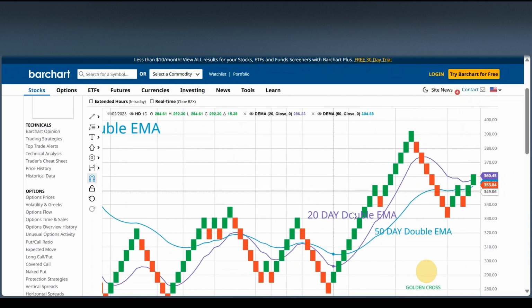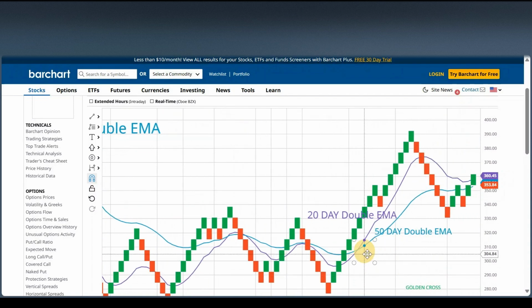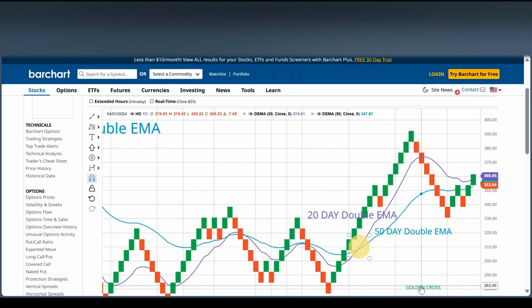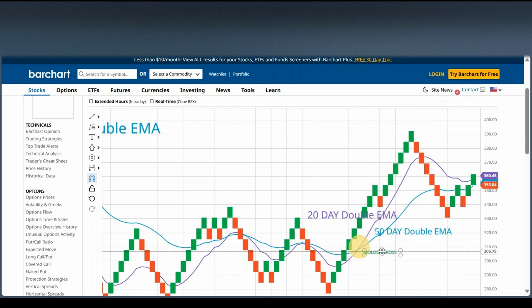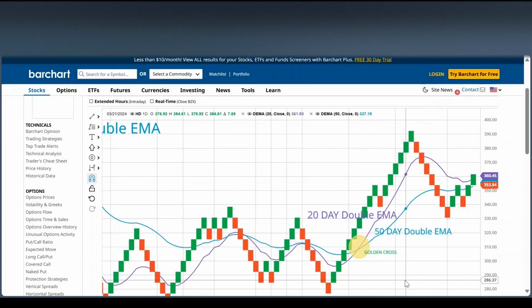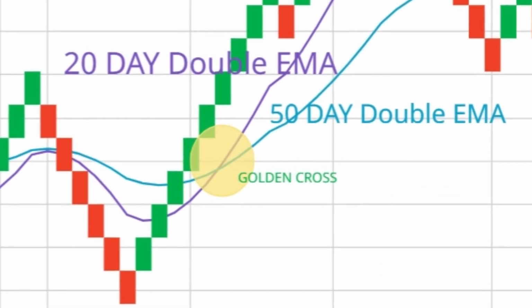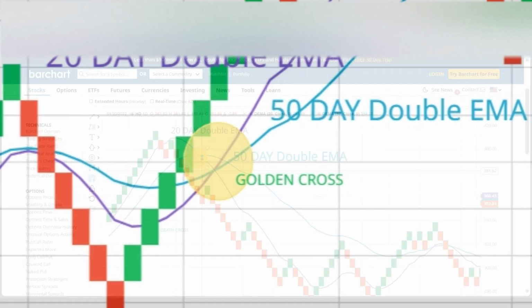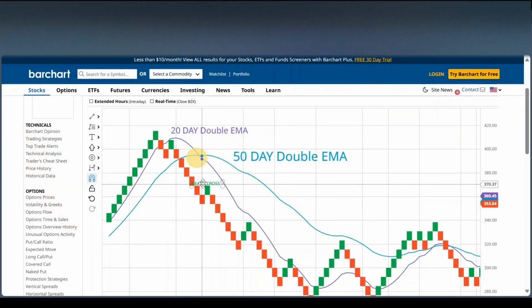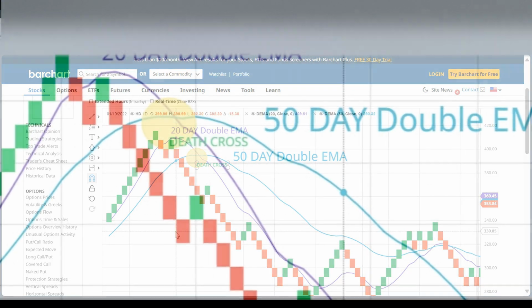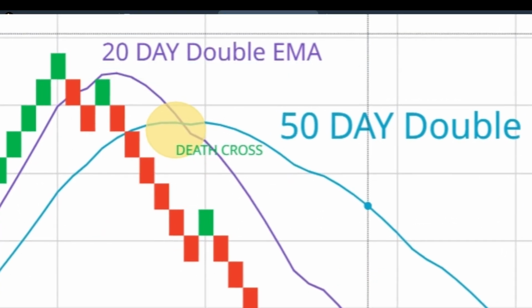For more advanced analysis, you can use multiple moving averages. For example, a common strategy is to use both a short-term and a long-term moving average. When the short-term average crosses above the long-term average, it's called a golden cross, indicating a potential buy signal. When it crosses below, it's called a death cross, indicating a potential sell signal.